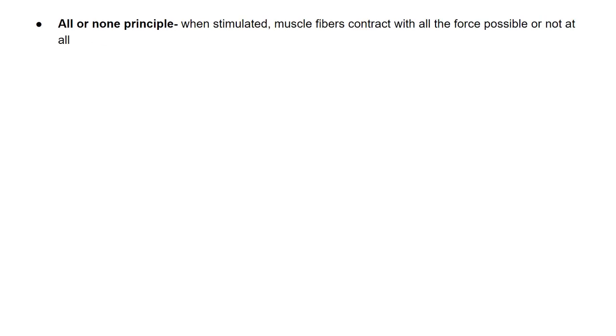From there, we go to a couple of interesting concepts. First one we have is called the all or none principle. The all or none principle says this: when a muscle fiber is contracted, it will contract all the way or it will not contract at all. So, what does that mean?